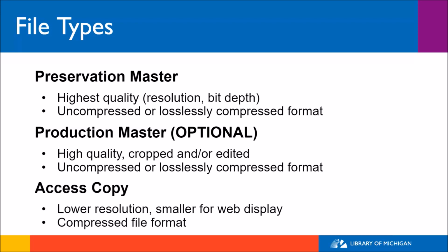Last will be the access or use copy. This will be made from either the preservation master or the edited production master file if one exists. Access copies are reduced in size and quality for easier access and sharing via the web. Access copies are often compressed. They are compressed file formats such as JPEG, MP3, or MP4, depending on the media type.